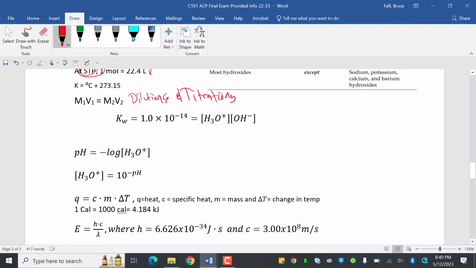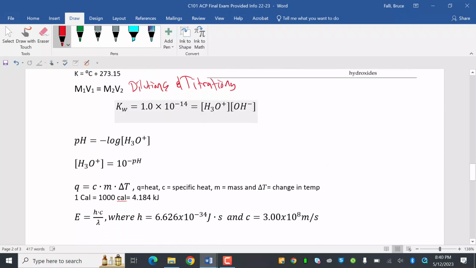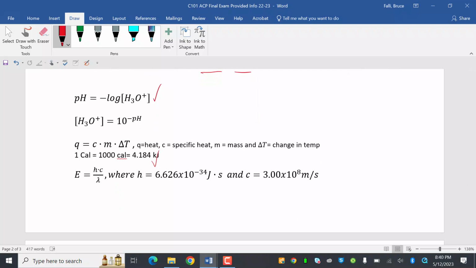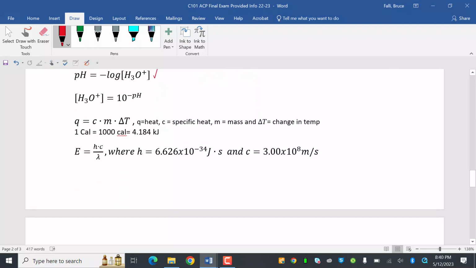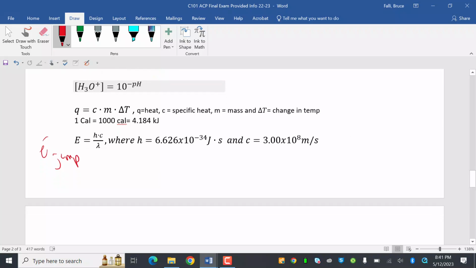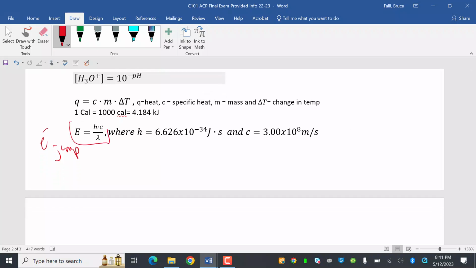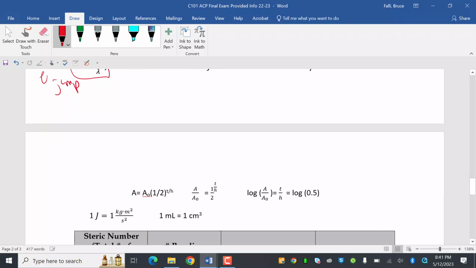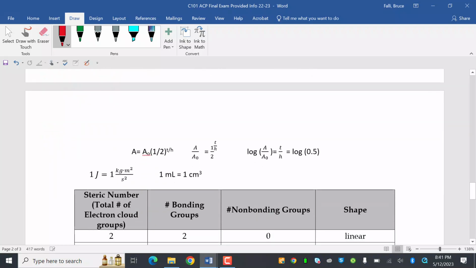And then some pH things. Kw is H3O positive times OH negative. There's pH, pOH, q equals mc delta T, and those are all defined. Oh, the energy for electron jumping. Electron jumping. So those equations are here. E equals hc over lambda. That's good to know because I use a slightly different form, usually with two of them in there. A equals A naught.